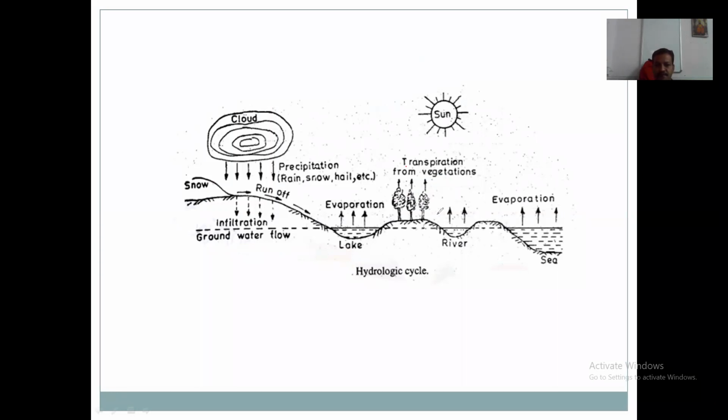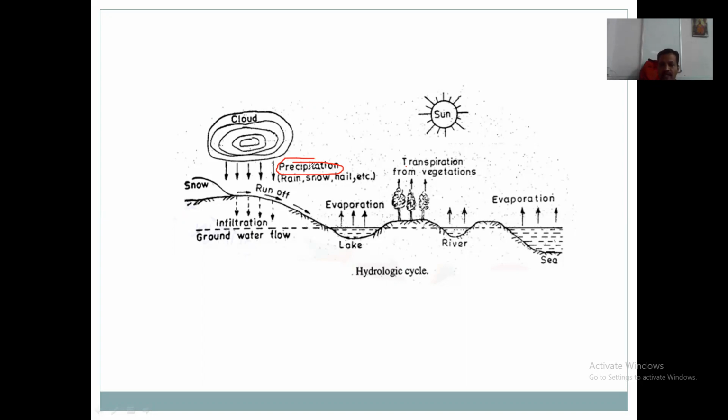What have we seen first? Precipitation. Precipitation in the form of rain, snow, and hail. We have seen what precipitation is, what its types are: convective precipitation, then orographic precipitation, and cyclonic precipitation. This is the first time we have studied this.